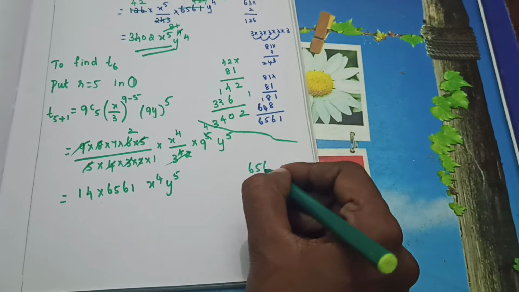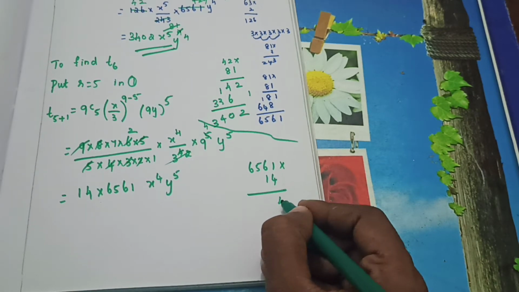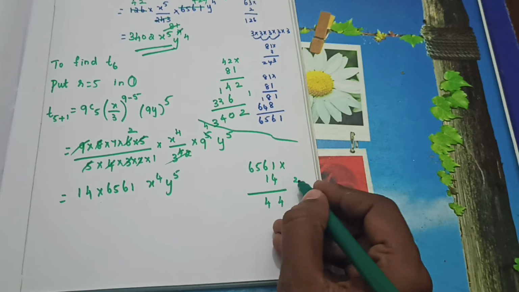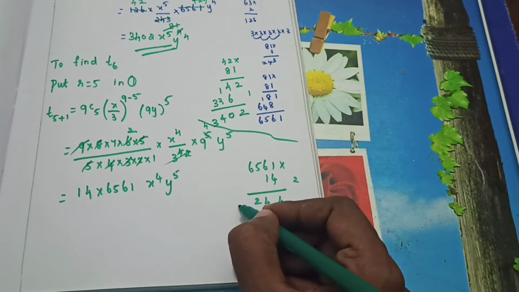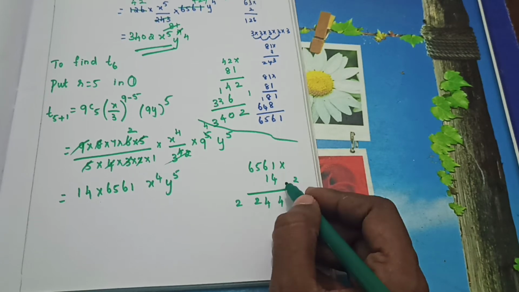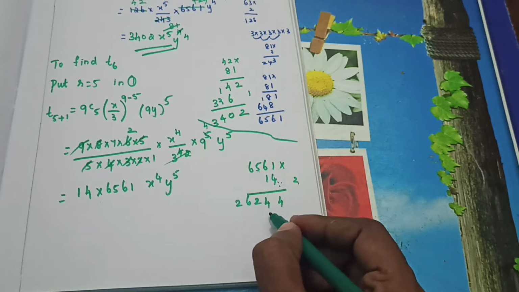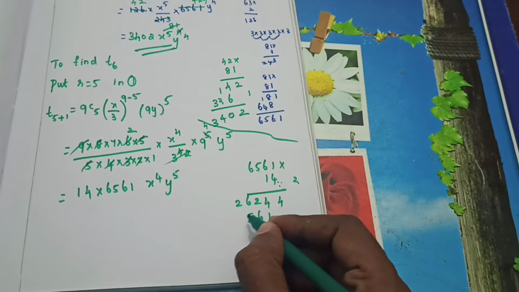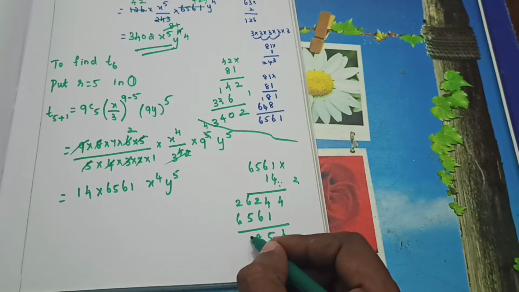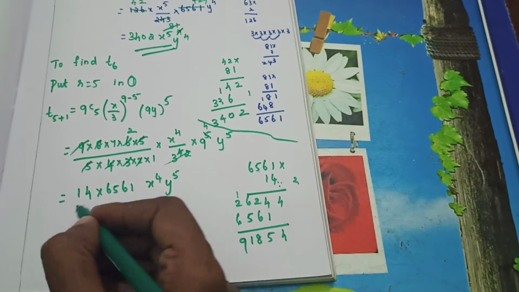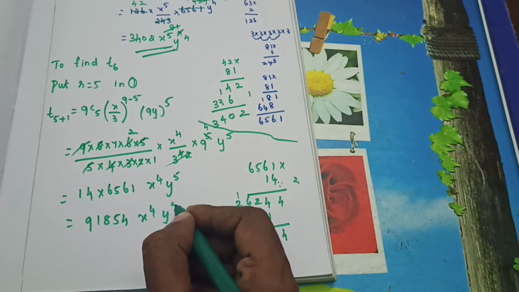Now multiply 6561 into 14. So the answer is 4. 6 4s are 24. Is it right? 5 4s are 20, 22. 6 4s are 24. So 26. Again 1, 6, 5, 6, 4, 5, 8, 1, 9. So the answer is 91854 x power 4 y power 5.